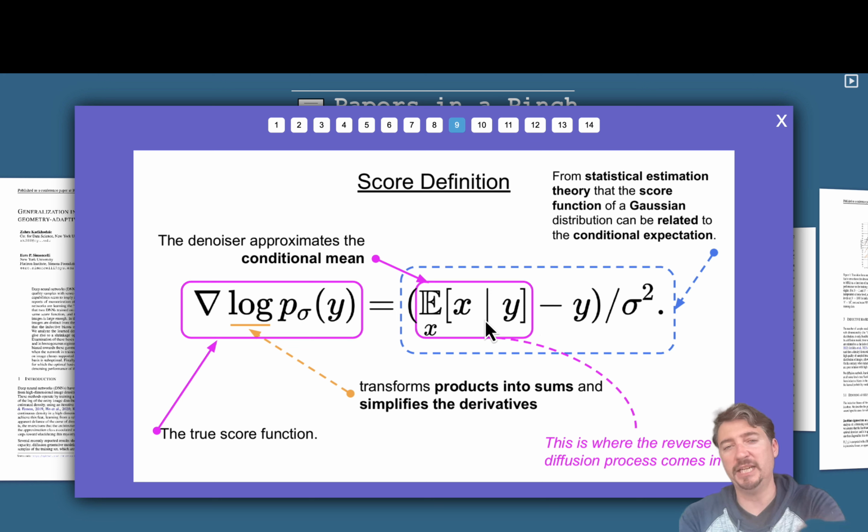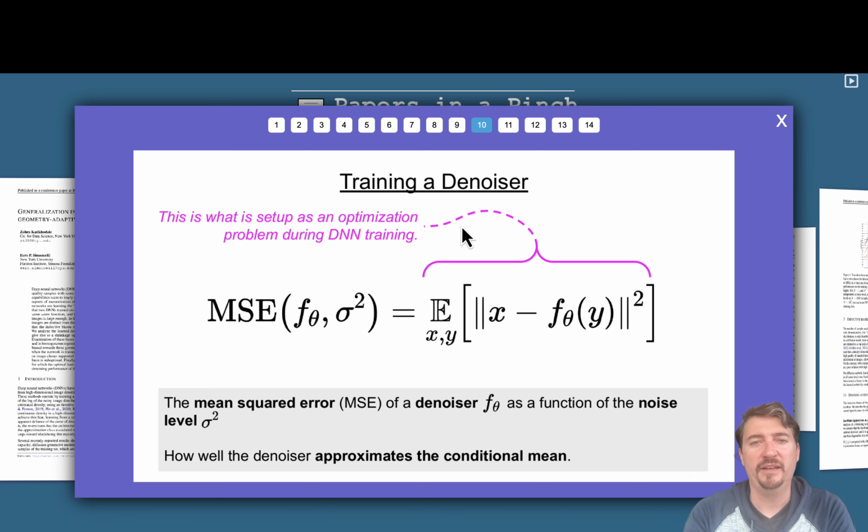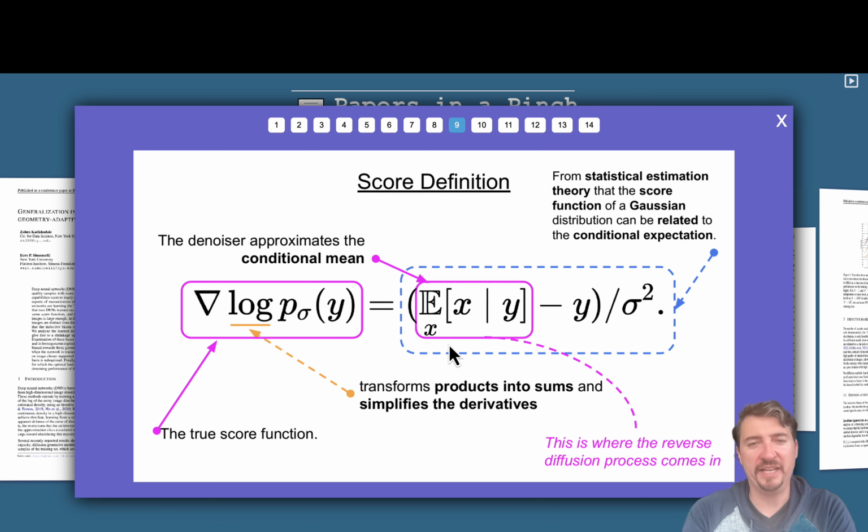What is the probability of the clean image given the noisy image? That's literally what you're trying to do in a diffusion model. So there's that. Now we're going backwards, right? We're trying to remove the noise back to the clean image. And this essentially comes into training a denoiser, because if you can train this denoiser, if you can get this expectation, then you can get your conditional expectation, which gives you the score, right?